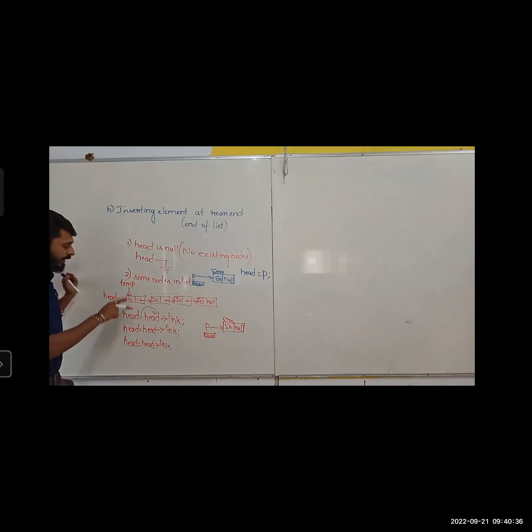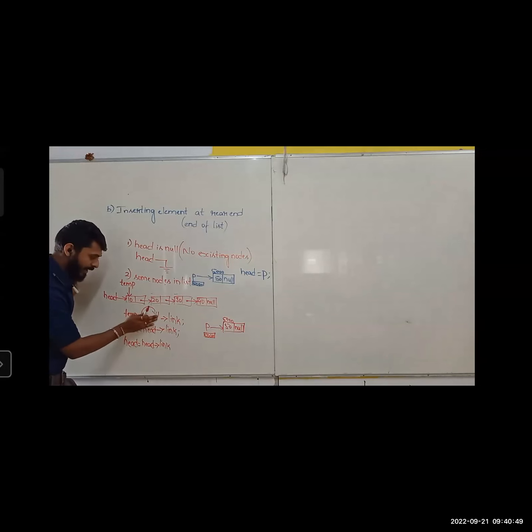You think and tell me, is it null here? No. So what should I do? I should not move head equals to head's link. Rather, I should move temp to point to that place where temp's link is pointing. Temp's link, where is it pointing?